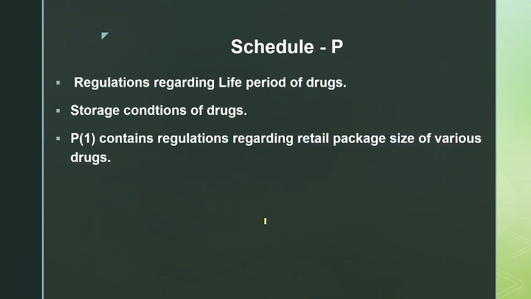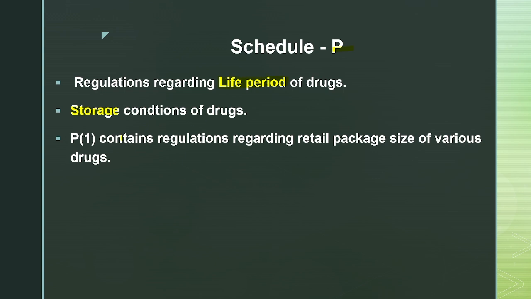Next, what is Schedule P? Schedule P mostly deals with the regulations regarding the life period of drugs: how much time the drug will remain effective to act as a therapeutic agent in the human body, etc. It also contains the storage conditions of the drugs. Life period is nothing but the storage time.